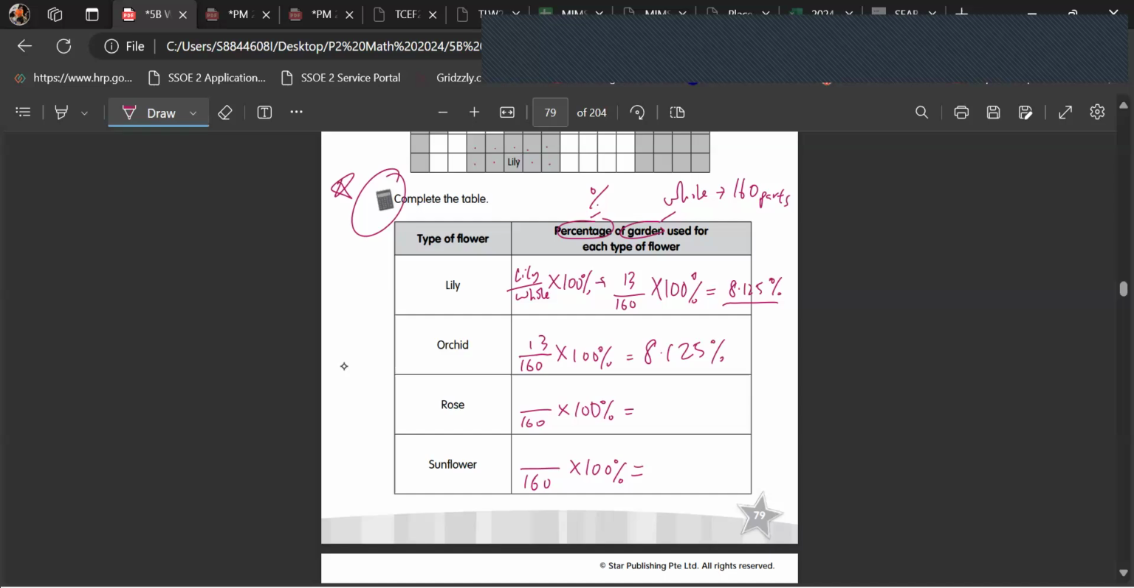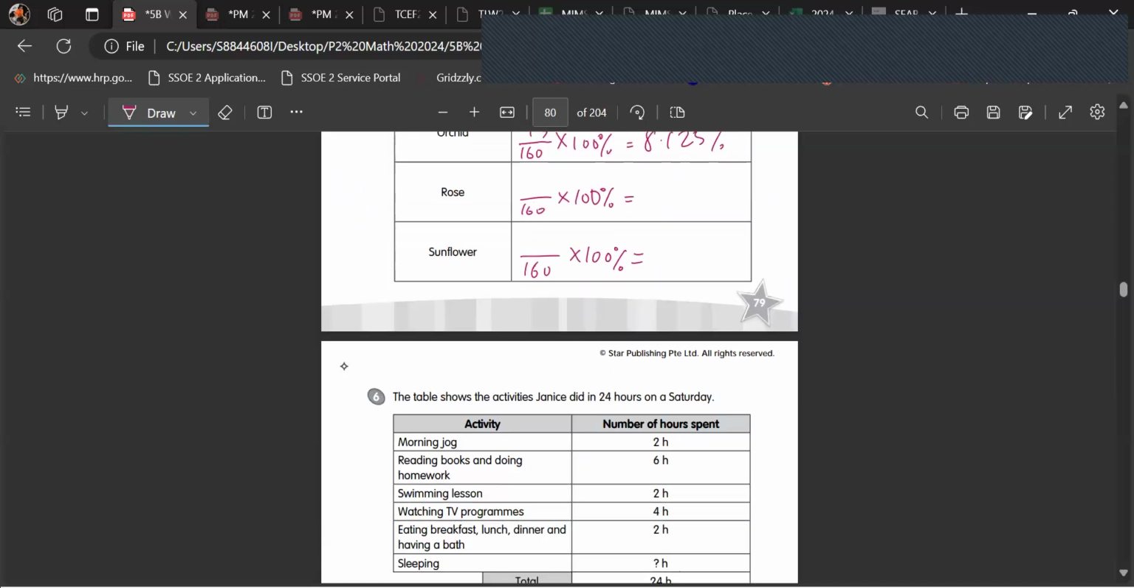Divide 13 divided by 100. No, 13 divided by 160. 13 flowers out of the whole garden of 160 parts. So 13 divided by 160, then multiply by 100. Okay, so far so good, right? Okay, last 2 pages.